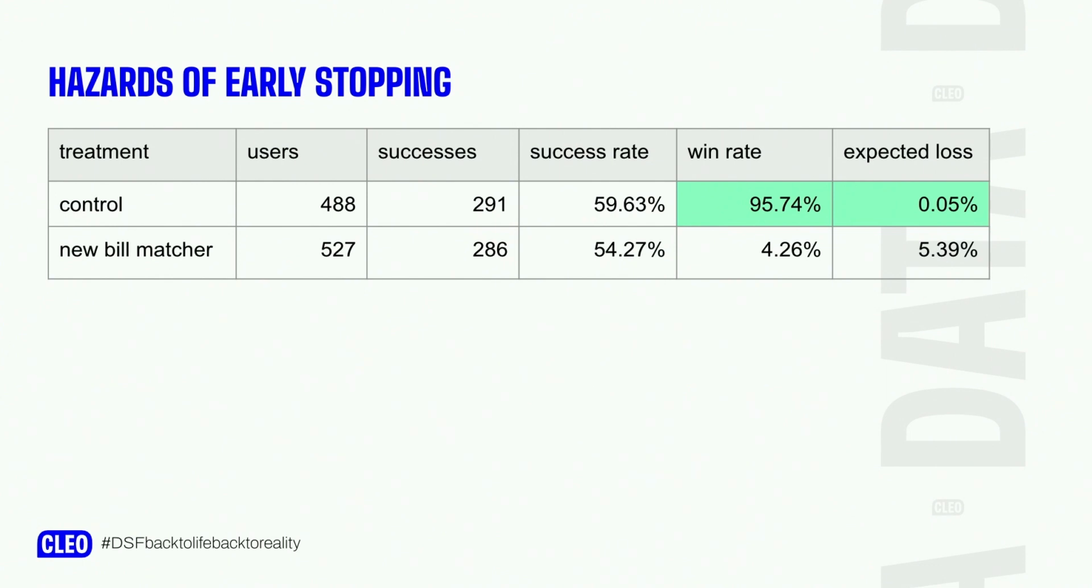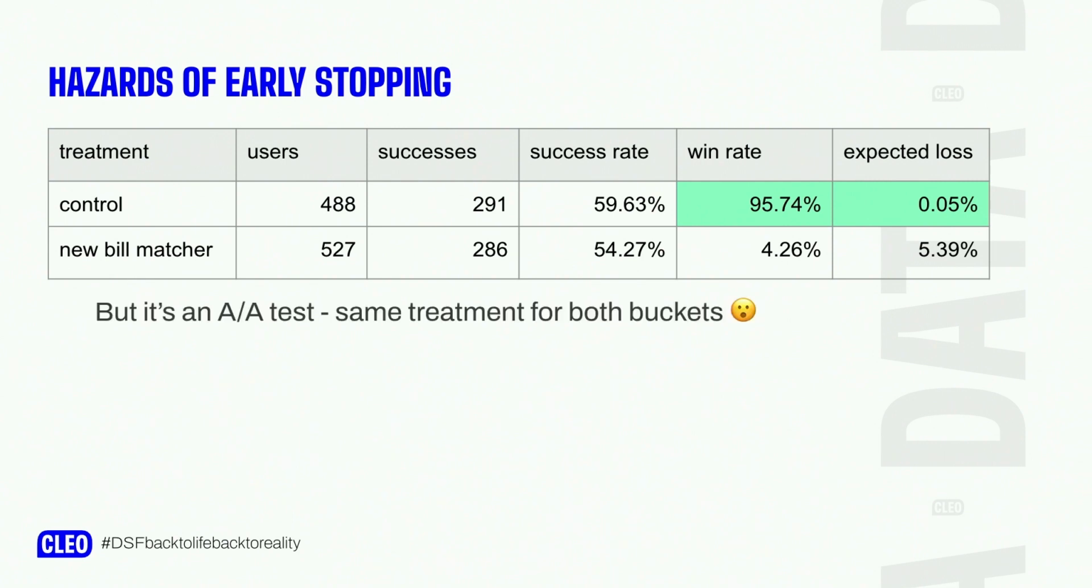Now, I should mention the hazards of early stopping in terms of spotting false positives. So here you might think, ooh, 95% win rate, low expected loss. It's safe to stop this test. Now, it turns out this was an AA test where we were using two bill matchers that were both the same.